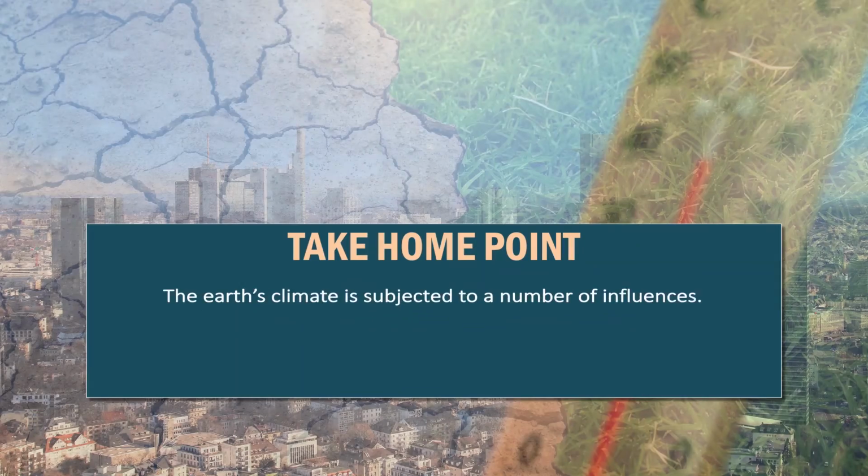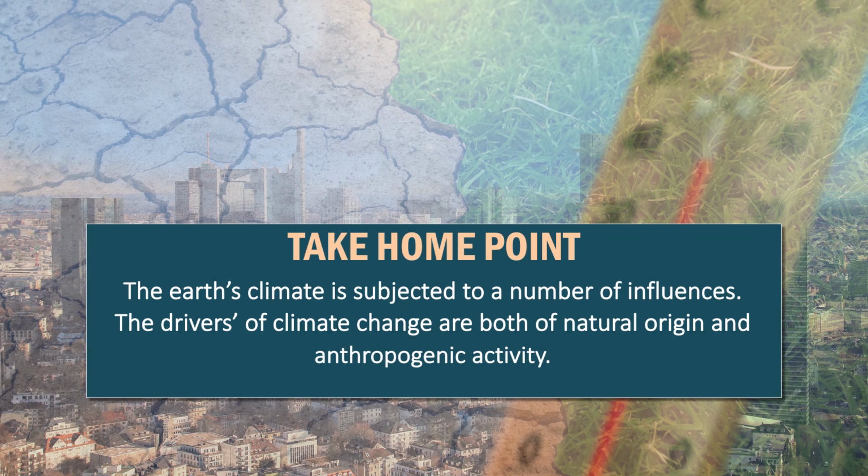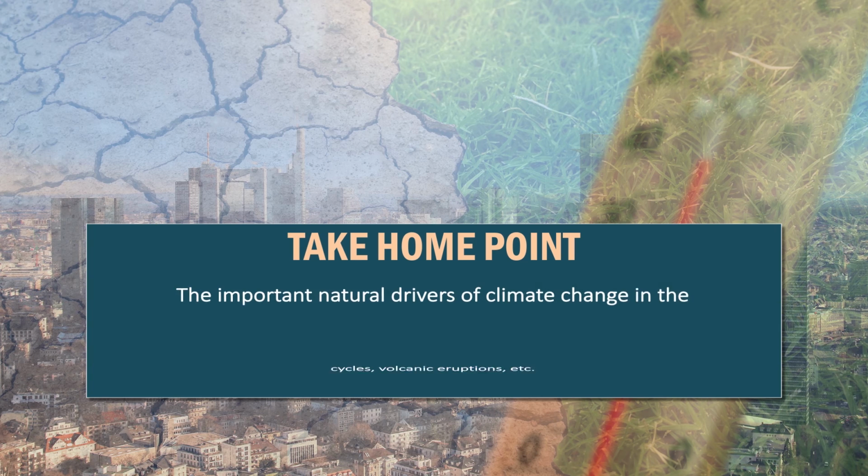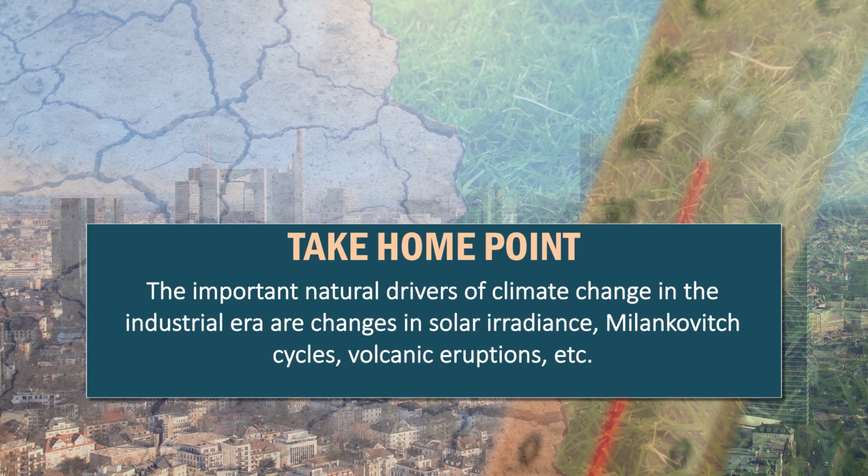At any given point of time, the Earth's climate is subjected to a number of influences. The drivers of climate change are both of natural origin and also anthropogenic activity. The important natural drivers that we have discussed are solar irradiance, the Milankovitch cycle, orbital variations, tectonic processes, and volcanic eruptions, which are very natural processes. As regards the anthropogenic drivers, we have seen mainly the changing atmospheric greenhouse gas composition, the atmospheric chemistry, and also the land use changes and the aerosol loading.